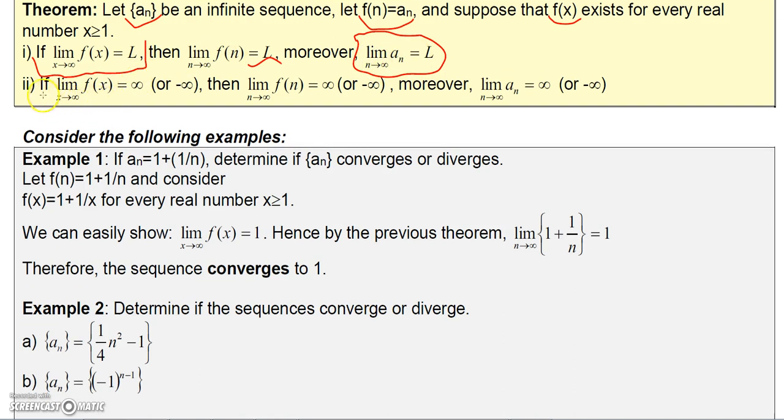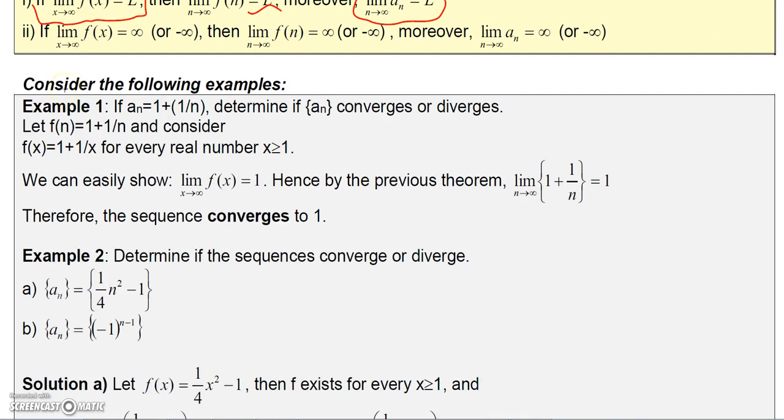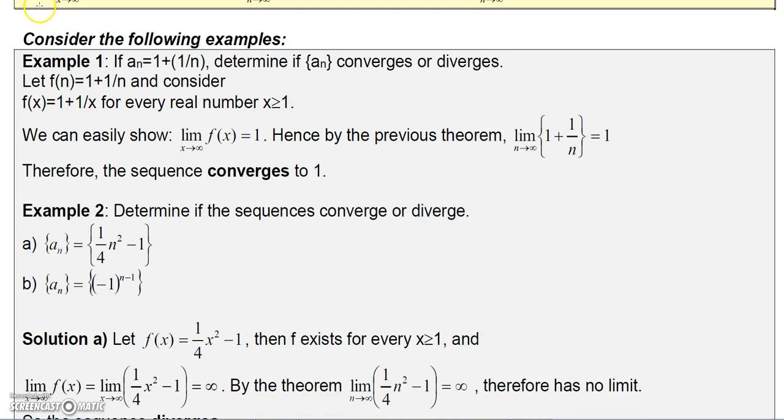Also, if the limit of our function goes to infinity or negative infinity as x goes to infinity, then the limit of our sequence as n goes to infinity equals infinity or negative infinity. So moreover, we can just say the limit of the sequence as n goes to infinity is infinity or negative infinity. So let me show you an example here.